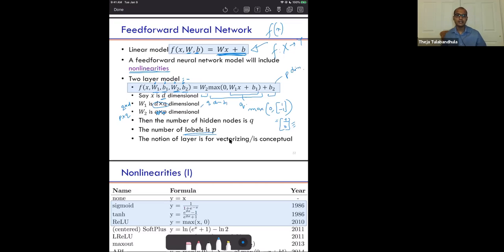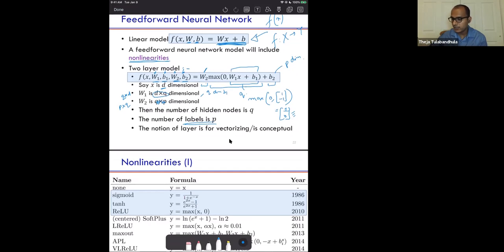Okay, this is just a very quick check for dimensions. You'll see that when you code up neural networks in many of the packages, there will be some friction in identifying dimensions. As you just saw, the dimensions of W1x plus B1 and W2 should match. For example, W1x plus B1 has to be Q dimensional, and W2 has to have Q as one of its dimensions. Okay, so this is a two-layer model, and I'm going to explain why this is a two-layer model.